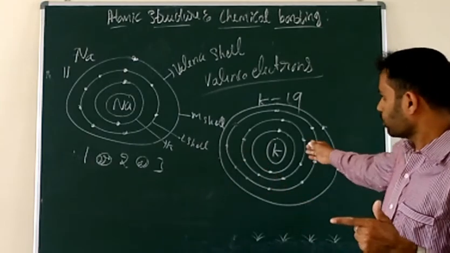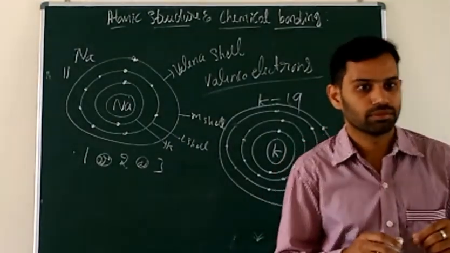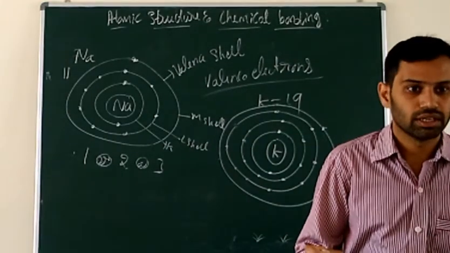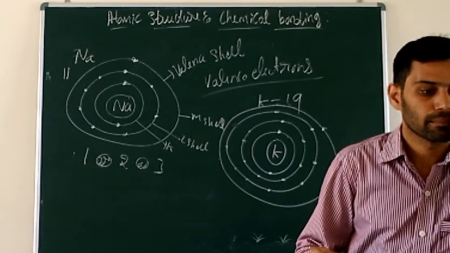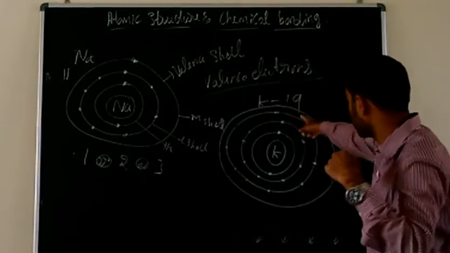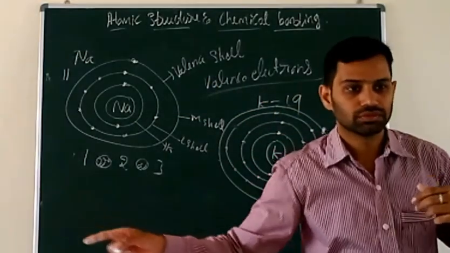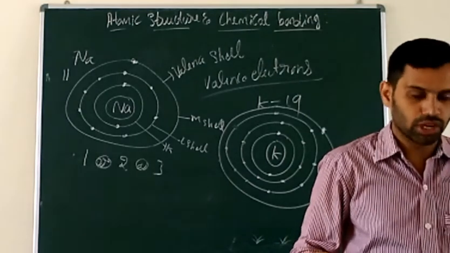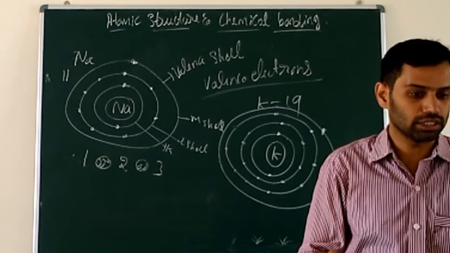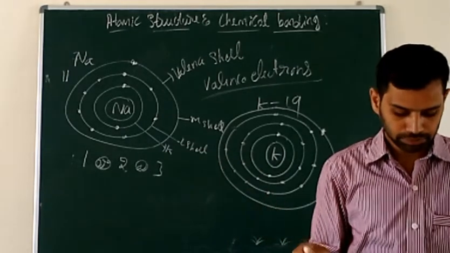So the elements which have 1 or 2 or 3 electrons in their outermost shell are considered as metals. Now, potassium and sodium. Is potassium a metal or a non-metal? Metal. It has only 1 electron in its outermost shell. Sodium, is it a metal or a non-metal? Metal. Sodium is also a metal. Keep in mind that elements with 1 or 2 or 3 electrons in their outermost shell are considered metals, except hydrogen and helium.